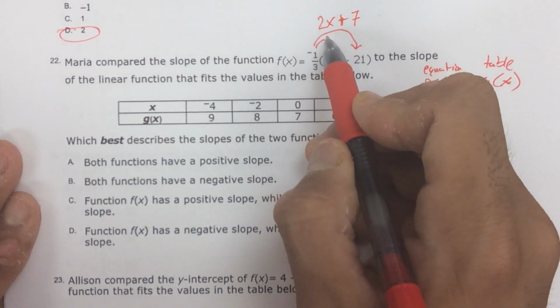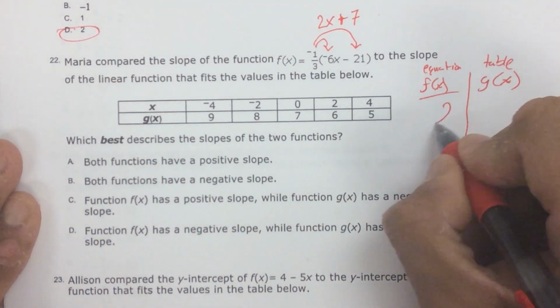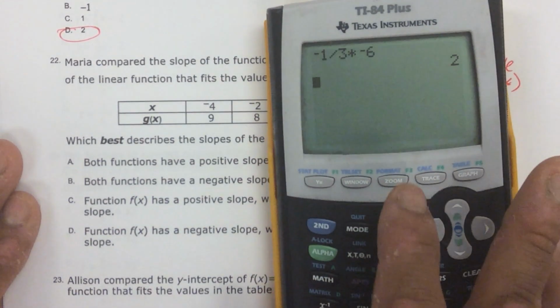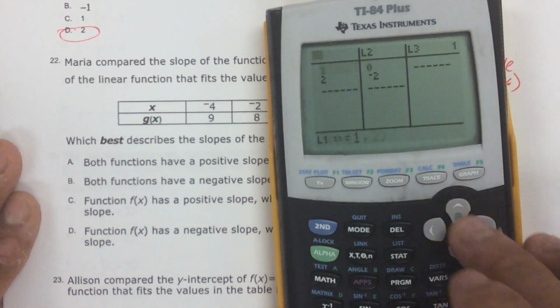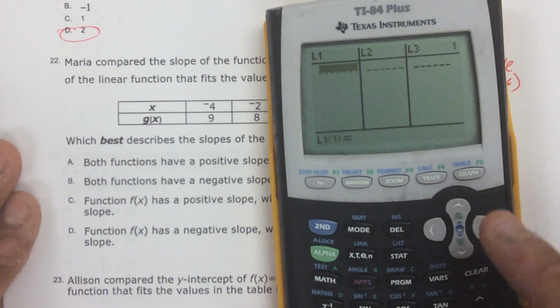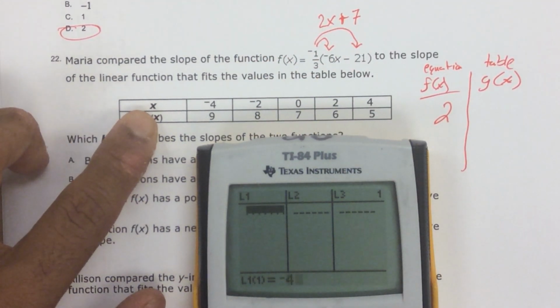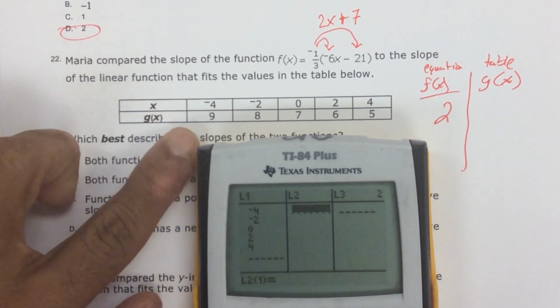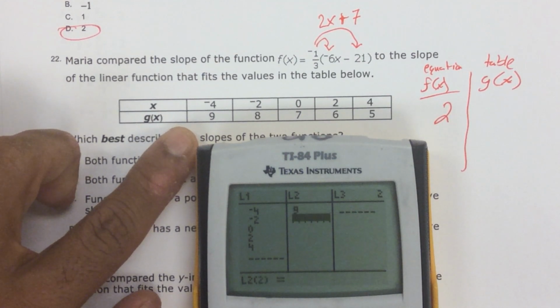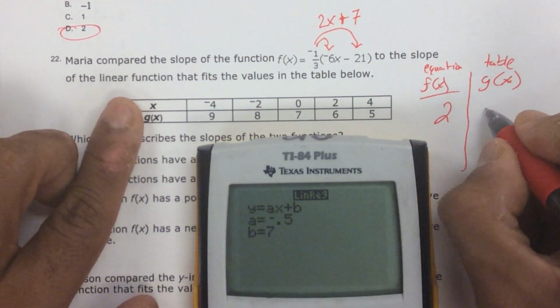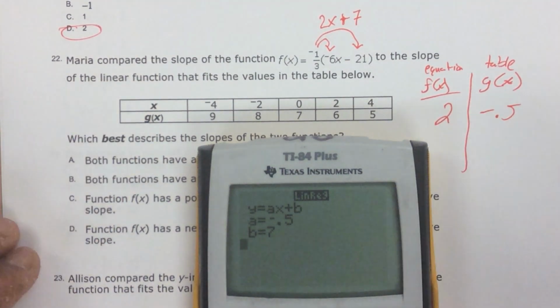So looking at this, my slope is 2 because that's the number in front of the x. Now let's look for the table. Obviously there's a table. I have my calculator, so I might as well just go to stat, edit, and let the calculator do the hard work. So remember, the x is -4, that's the first column, -2, 0, 2, 4. Second column is 9, 8, 7, 6, 5. Stat, calculate, option number 4, enter, enter, enter, and your slope is -0.5.